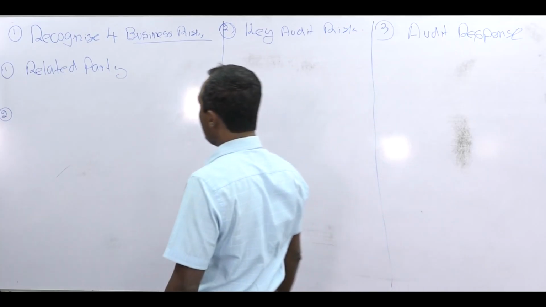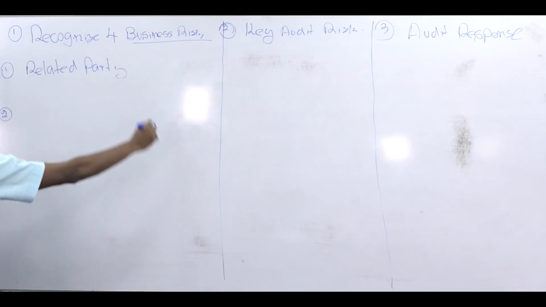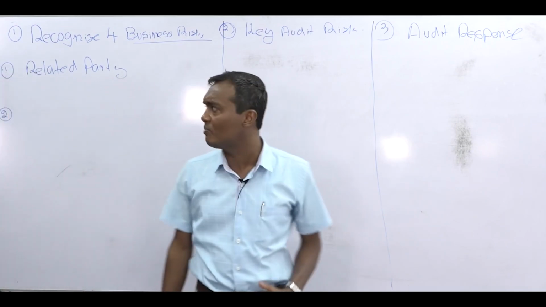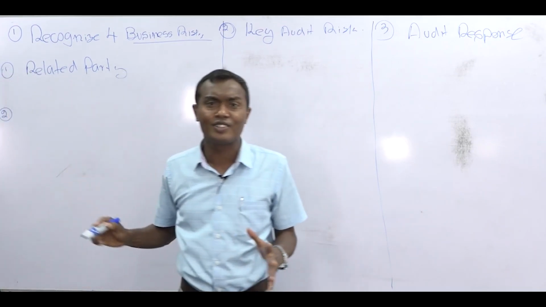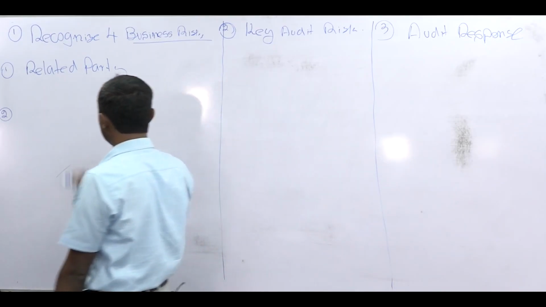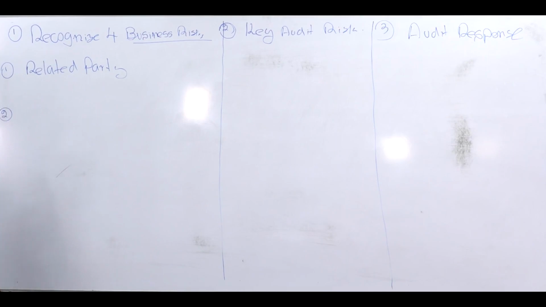When it comes to related party, now see, don't overwrite. Exam is all about time. Can I write 1 sentence? Yes, you will get the marks. But that sentence needs to be really powerful. We will see how to explain. What is the next point that we identified?